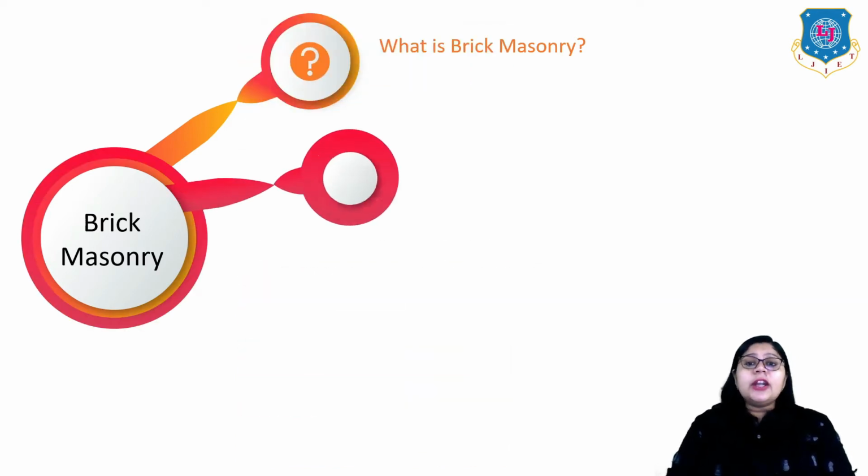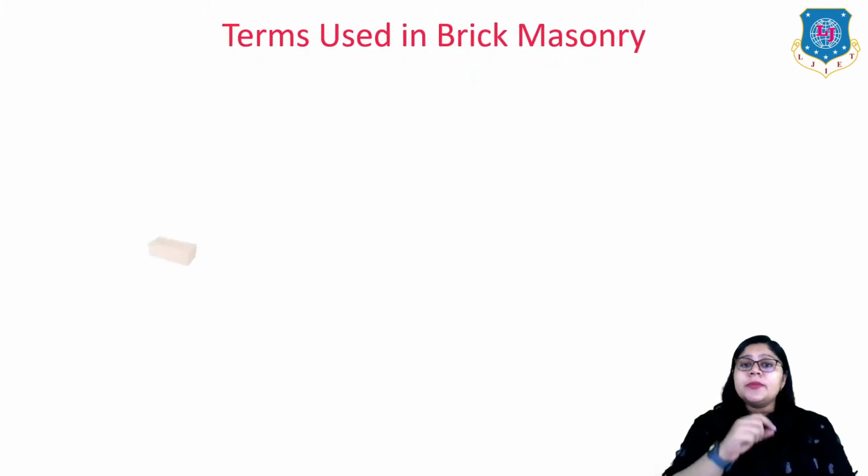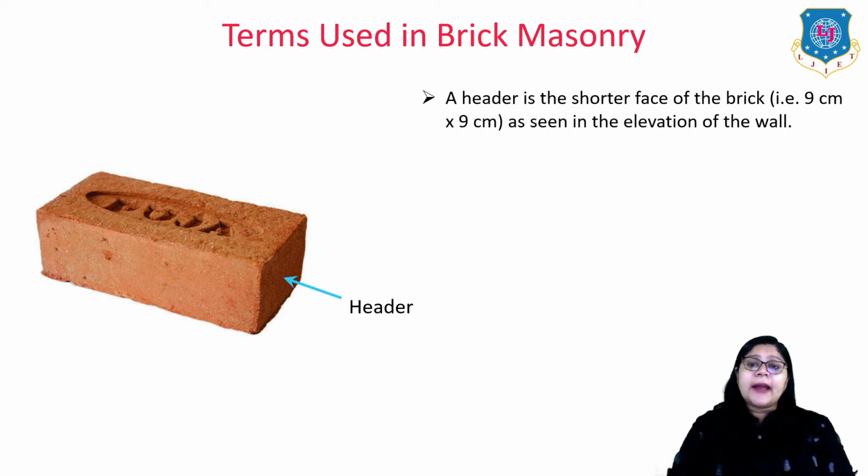Now, the second topic under this brick masonry is the most important one, the terms used in the brick masonry. So, let us understand first the terms used in the brick masonry. See, this is an example of brick where this is the side which is known as the header. It means the shorter side, right? So, I can say a header is the shorter face of the brick. It means 9 centimeter by 9 centimeter as seen in the elevation of the wall.